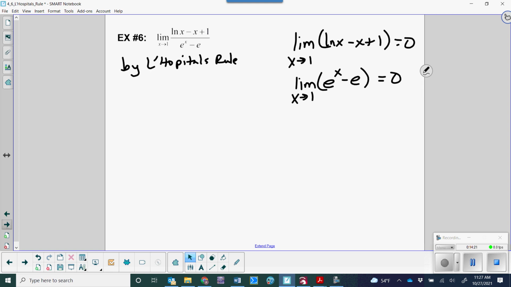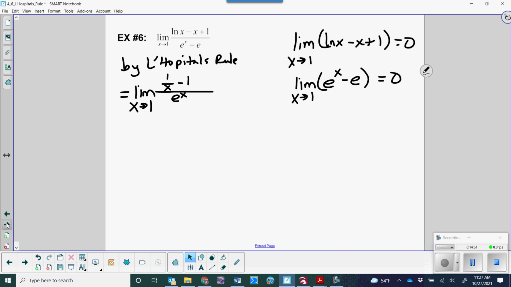Again, I don't use the s at the front, so I'm sure you can all appreciate that since it's less writing. Okay, but I do need to say it's by L'Hopital's rule. It equals the limit of the derivative of the top, so that's 1 over x minus 1, over the derivative of the bottom, which is e to the x. Because e is a constant, that derivative will be 0.